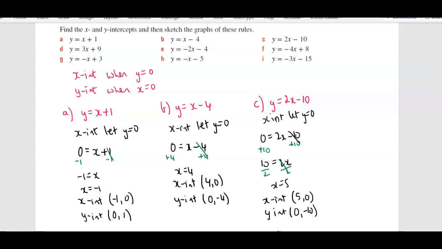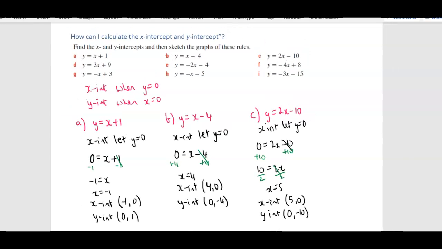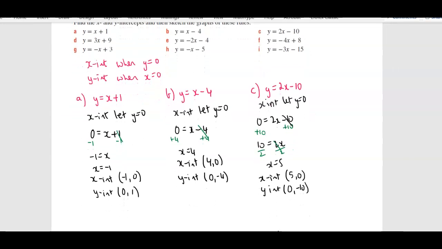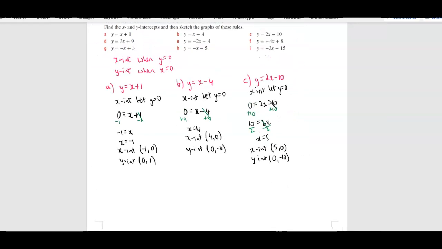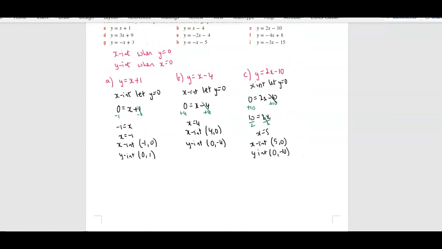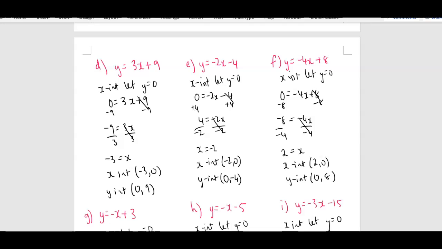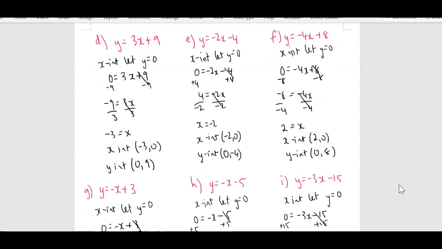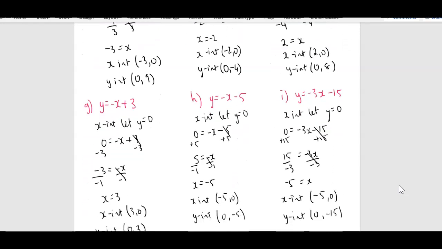I'd like you to do the rest on your own. I'll write the answers down, but the working out is pretty much the same. I'll do the full working out as well, so you can check your answers. So there's the answers for D, E, and F. You can pause that and just correct what you've done. And then we've got G, H, and I.